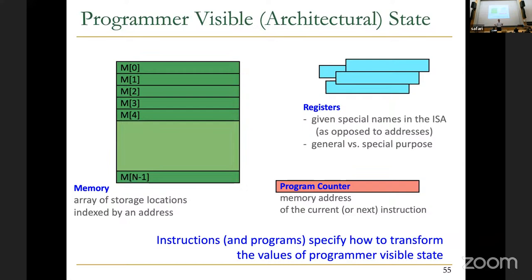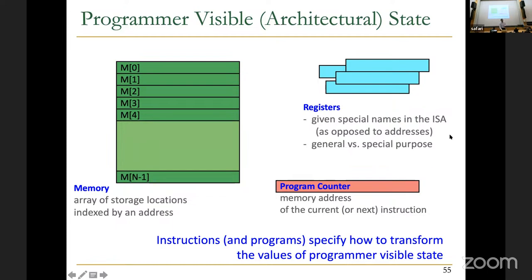But basically, so far, what we have defined is this. There is a programmer visible state, also called an architectural state, that exists in computers. This is an example in a von Neumann machine. There's a program counter, which contains the memory address of the current or next instruction, depending on when you look at it, as we will see. If you look at it before the program counter gets incremented to point to the next instruction, then that's the current instruction. If you look at it after, then that's the next instruction.